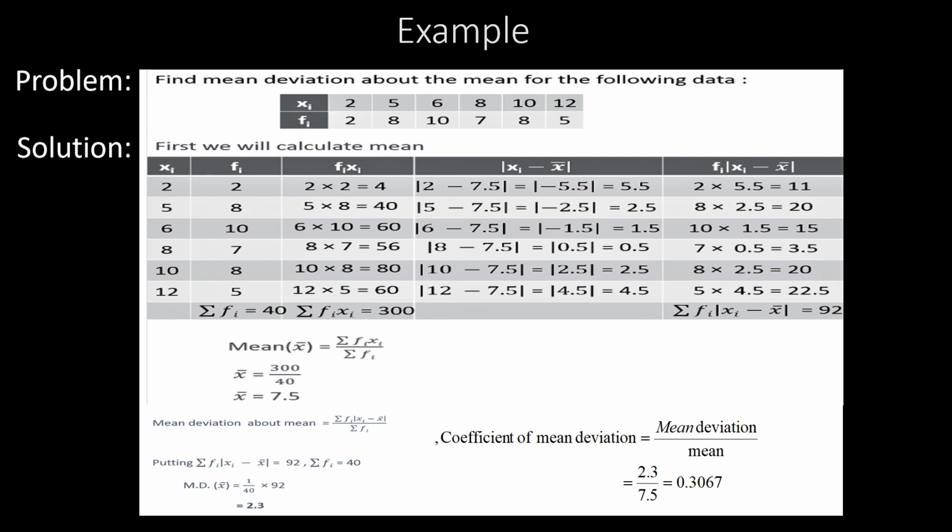Mean deviation about mean for group 2 data is the ratio of the sum of the frequencies multiplied by the absolute deviations of observations from the mean to the sum of frequencies. So that is 92 divided by 40, which gives you 2.3. Now the coefficient of mean deviation is the ratio of the mean deviation about mean to the mean, which is 2.3 divided by 7.5, which gives you 0.3067.